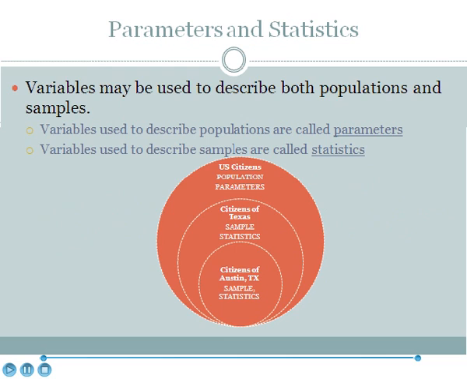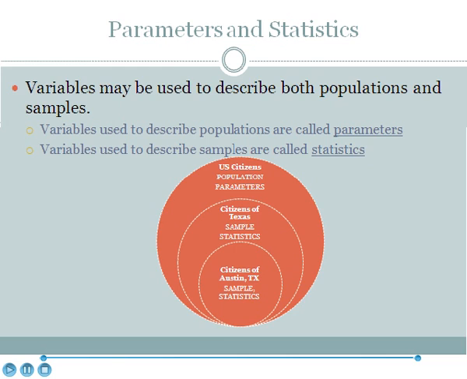For example, consider parameters in statistics relating to the population of the United States and the samples, the citizens of Texas and the citizens of Austin, Texas. The average age of the citizens of the United States is a parameter of the population. It is a variable that's used to describe the population.